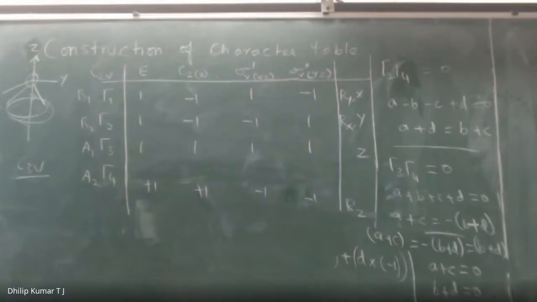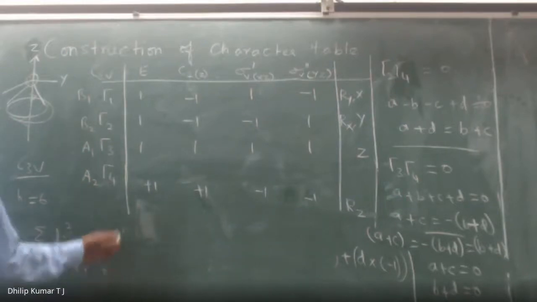C3V, how many classes will you have? There are 3 classes, so you should get 3 IRs. And then you see the order of the group. So order h is 6. So when it is 6, then you have to use the property: summation over the dimension l_i squared equals h. So what could the dimensions be? It's 1 square plus 1 square plus... So h is 6 in this case in C3V.